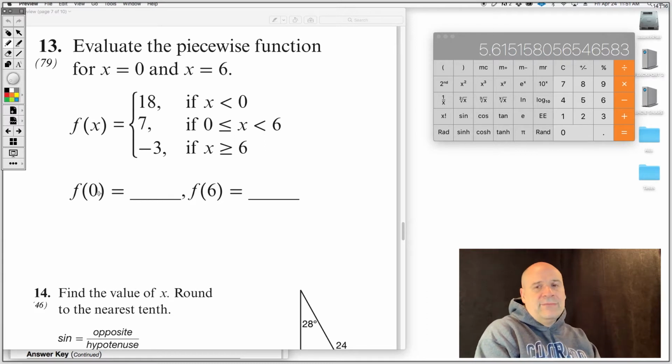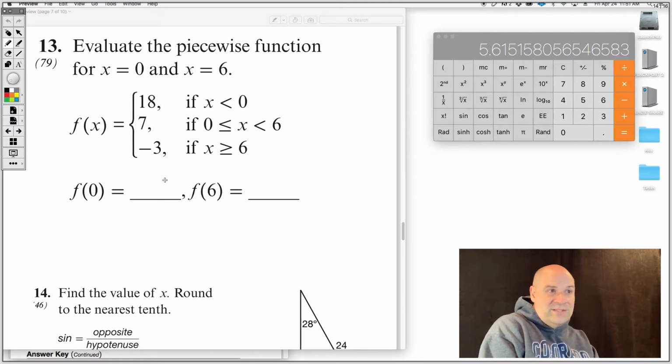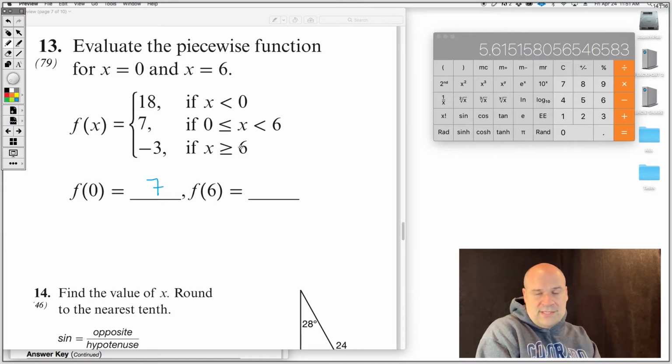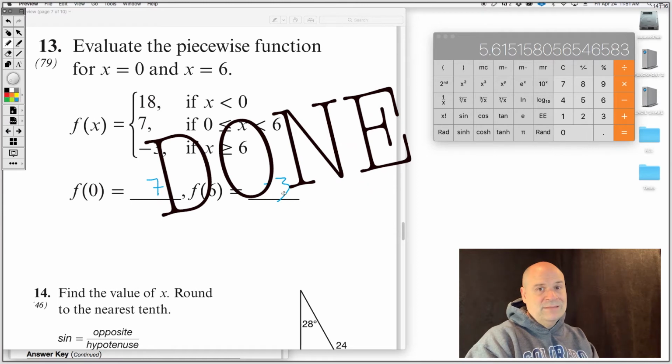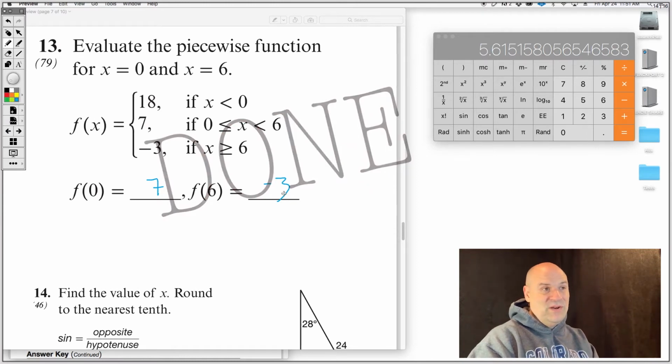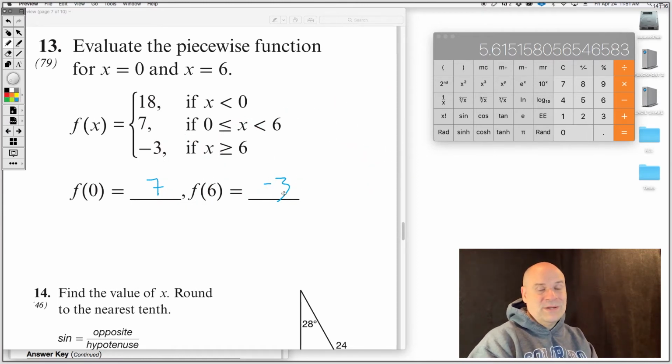All right, number 13, evaluate the piecewise function for x equals 0 and x equals 6. F of 0. First of all, we have to figure out which one of these three categories it applies to. 0 is not less than 0. 0 is greater than or equal to 0, so this is going to be 7. 6 is greater than or equal to 6 because it's equal to 6, so this is going to be -3. It's that easy. Just figure out where those numbers belong and then write the number.